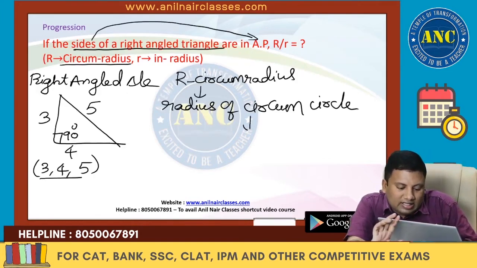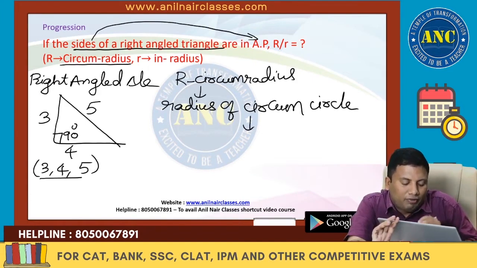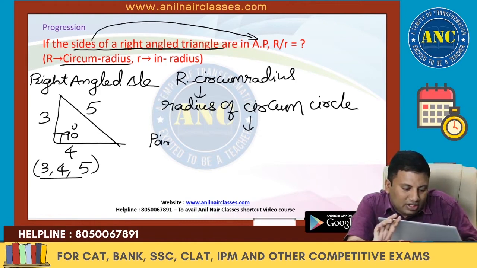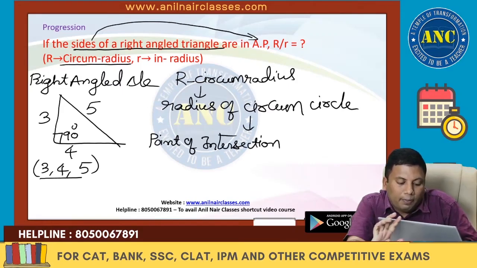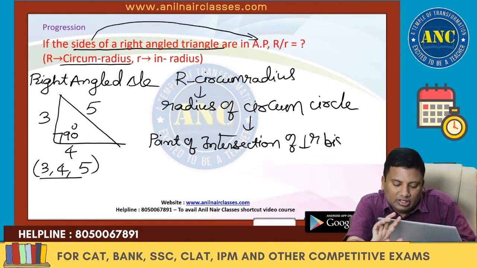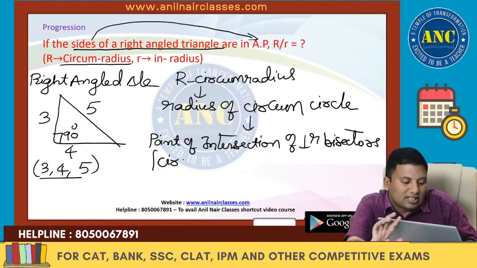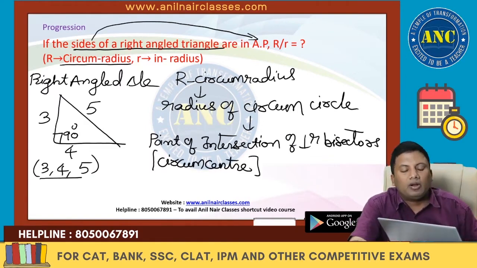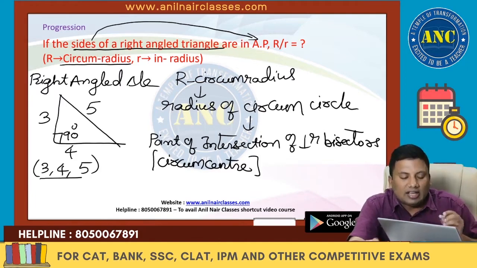Now what is a circumcircle? Before we discuss the circumcircle, please see here. The point of intersection of perpendicular bisectors is called the circumcenter.